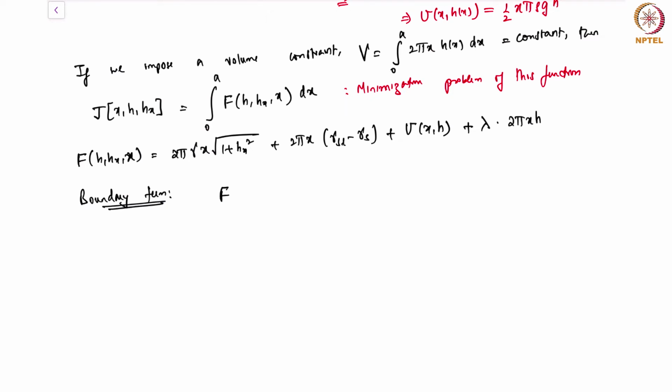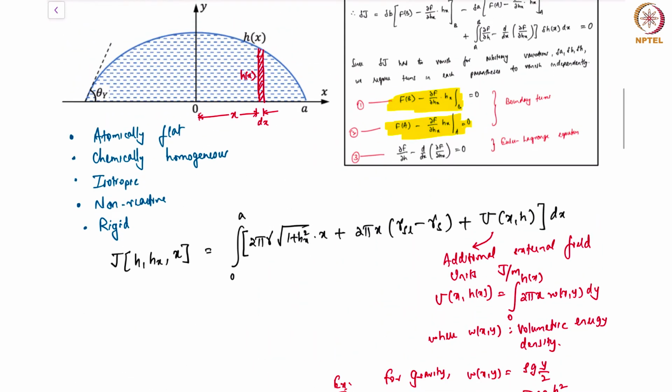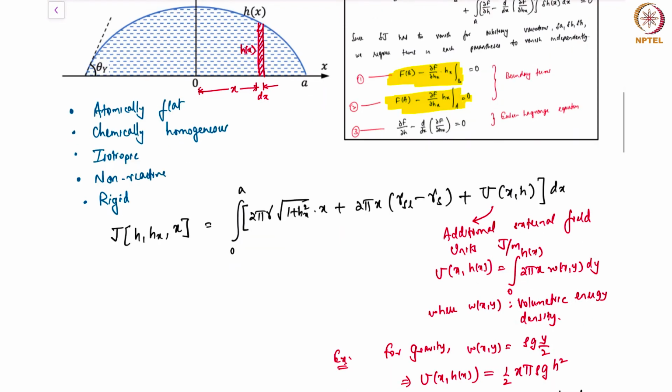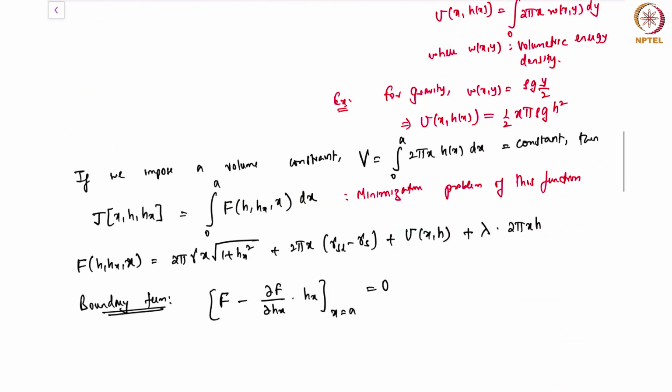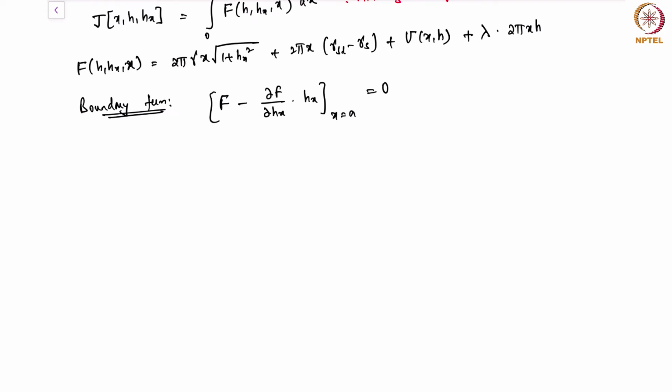f minus del f by del hx of hx at x equal to a is 0. That's the boundary term. Notice that this is identical to what I had written earlier: f minus del f by del hx at a or b. There we had a and b because it was a two-dimensional problem, but here we have an axis-symmetric problem, so it goes only at a. And applying at a is basically applying it all along the contact line, which is a circle when viewed from the top view.